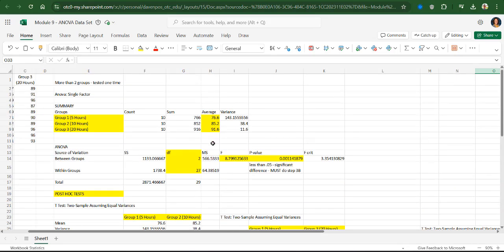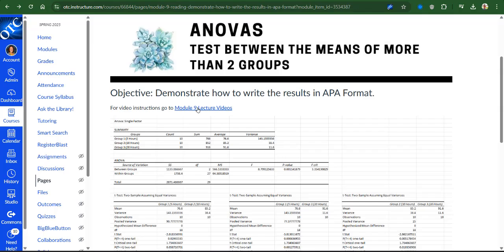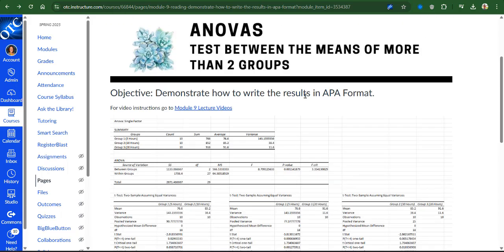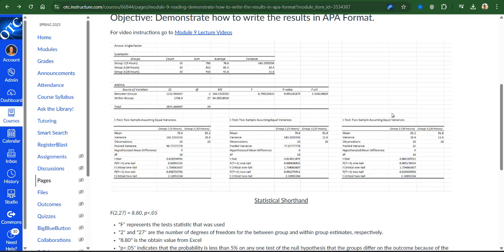So I need to write about both of these. Now, in our class, I have a page called Module 9 Reading, Demonstrate How to Write the Results in APA Format. Okay, so on this page, I have written directions for how to do this. Here's my analysis here.